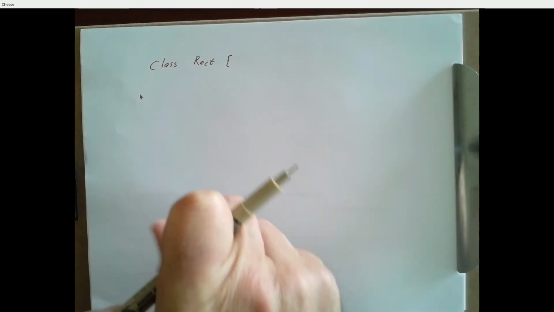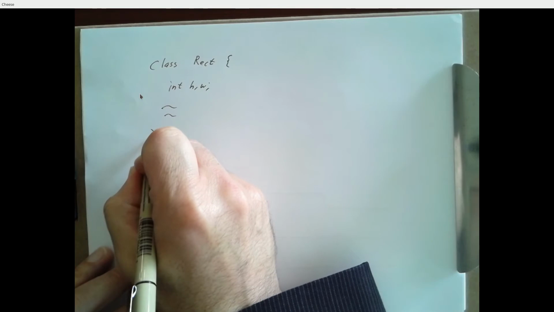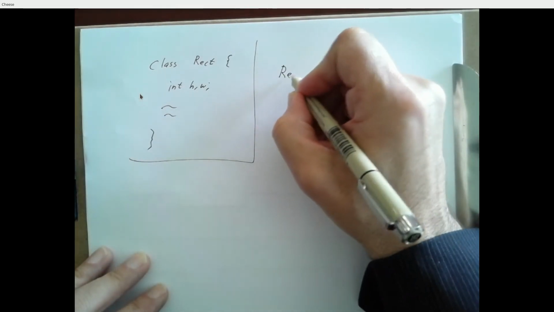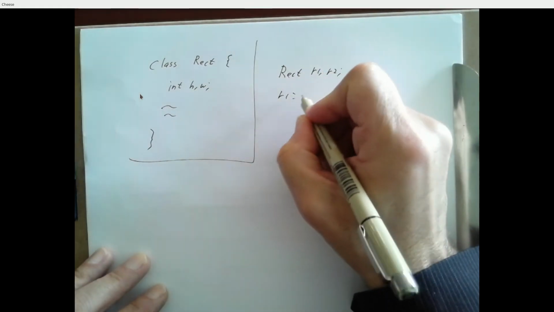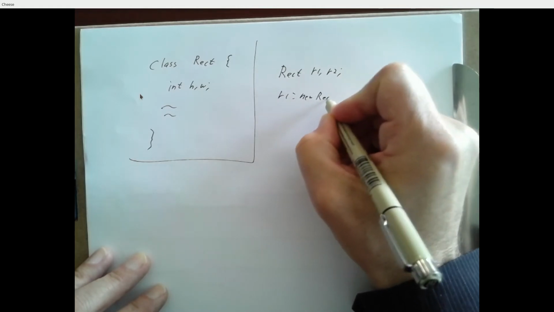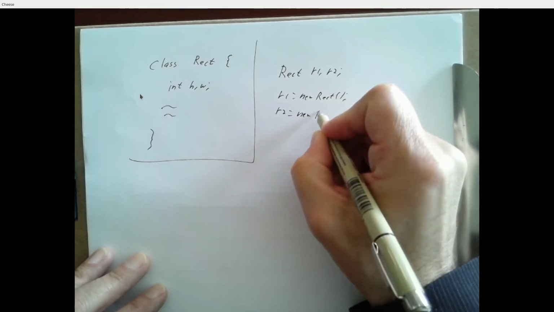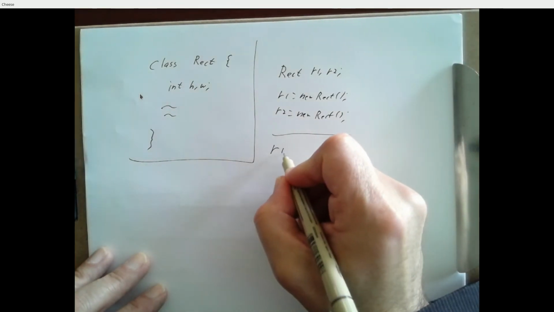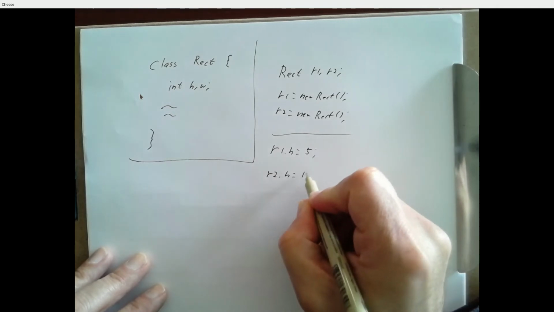Our rectangle class, for example, has a height and a width. And when we want to use that class, we can say Rectangle R1, comma R2. We can construct those as usual. And then somewhere we could say R1.h equals 5, R2.h equals 17.